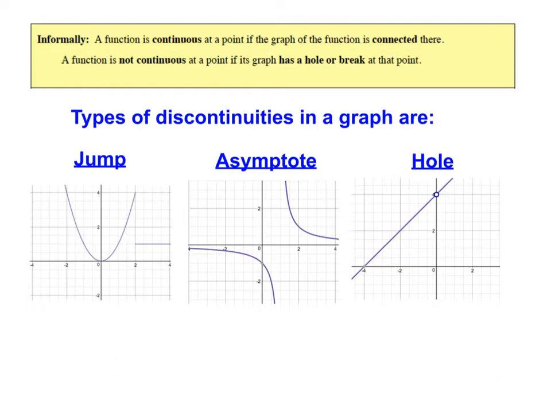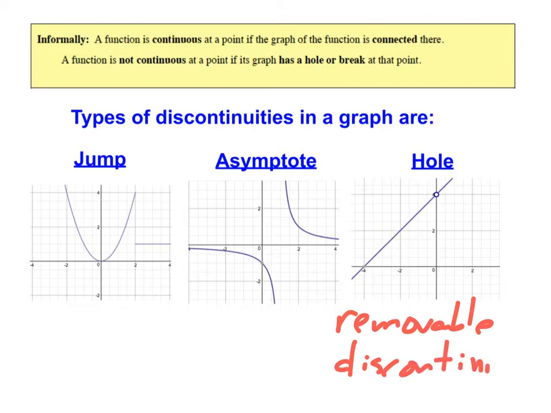One little side note on that, because it comes up on the homework. Hole is just another word for the more long and drawn out removable discontinuity. They mean the same thing, hole and removable discontinuity. Why would you want to say one rather than the other? Well, because you want to sound fancier by saying removable discontinuity instead of there's a hole. But it means the same thing.